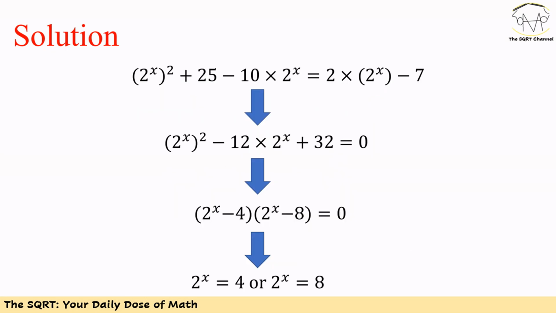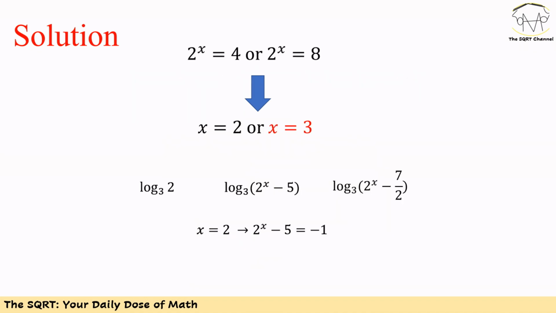Interestingly, we can write this equation as a product of two terms. The first term is going to be 2 to the power of x minus 4, and the second term is going to be 2 to the power of x minus 8. This equation is 0, so 2 to the power of x is equal to 4 or 8. For each case, we can find the value that we can have for x. Obviously, there are two possible cases for x, and x can be 2 or 3.